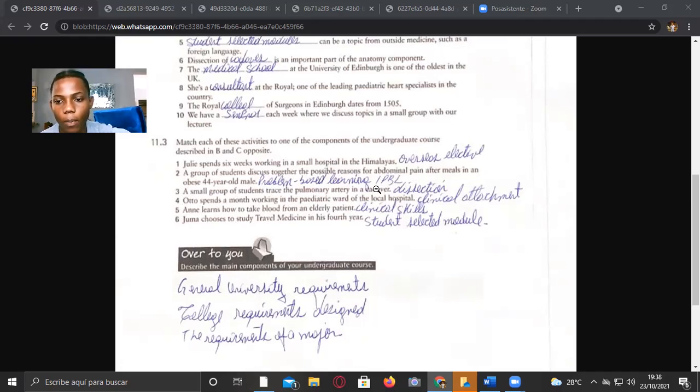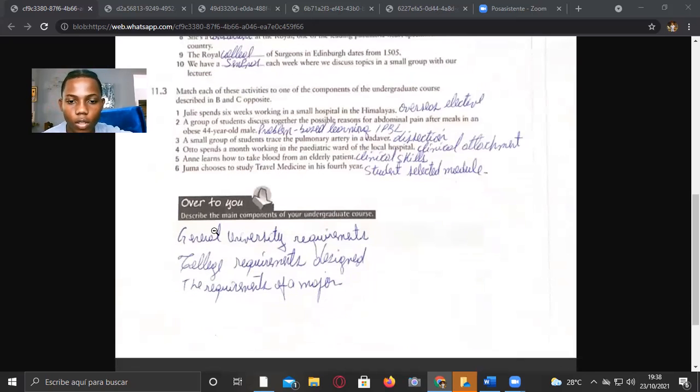Problem-based learning, PBL. A small group of students trace the pulmonary artery in a cadaver dissection. Otto spends a month working in the pediatric ward of a local hospital. That's a clinical attachment, and he learns how to take blood from elderly patients. Clinical skills. Yuma must choose to study travel medicine in his fourth year. The student selected module.